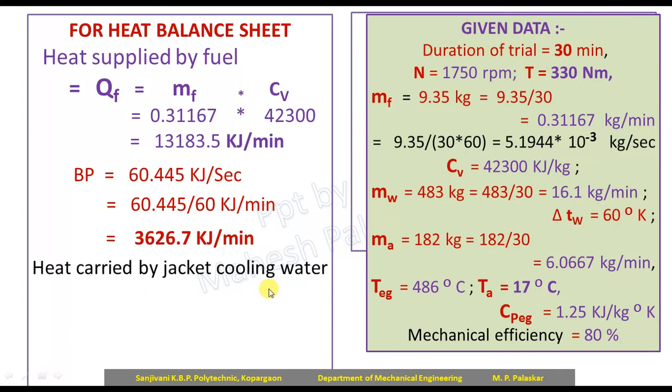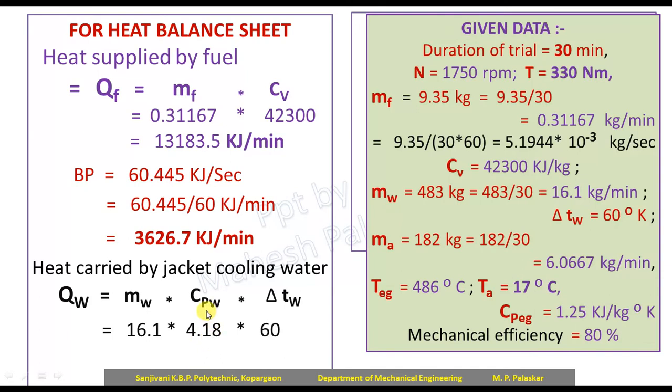And finally the heat carried by jacket cooling water, that is QW, is equal to the mass of water circulated in the cooling jacket, the mass flow rate of the cooling water, then the specific heat of water and the rise in temperature of the cooling water. So the mass of water per minute that we have found out here, it was given 483 kg for 30 minutes. So 483 divided by 30, we have found out as 16.1 kg per minute, right? So that was the mass of water, 16.1, so this 16.1 is substituted here.